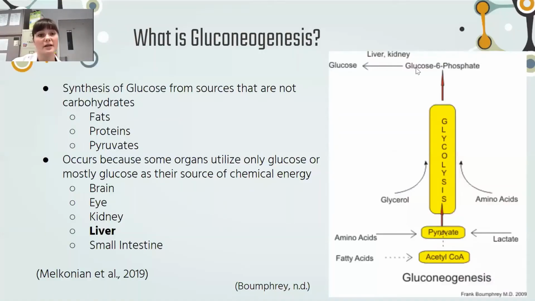So next I'd like to move on and discuss gluconeogenesis. So what exactly is gluconeogenesis? Well, it's the synthesis of glucose from sources that are not carbohydrates. A lot of times you'll see gluconeogenesis thought of as kind of the exact opposite of glycolysis, and in some ways it is. They do share a lot of the same steps in reverse, but it's not just there to do the opposite of glycolysis.